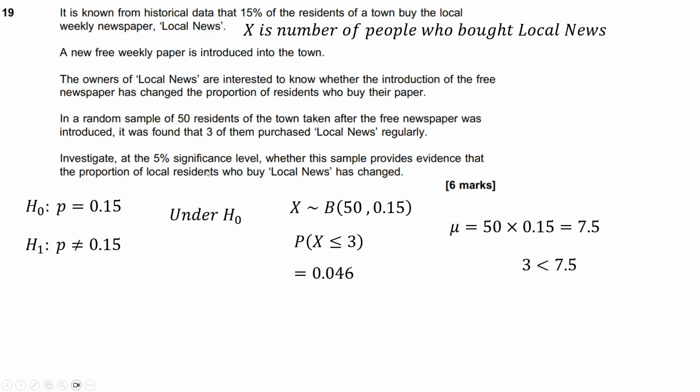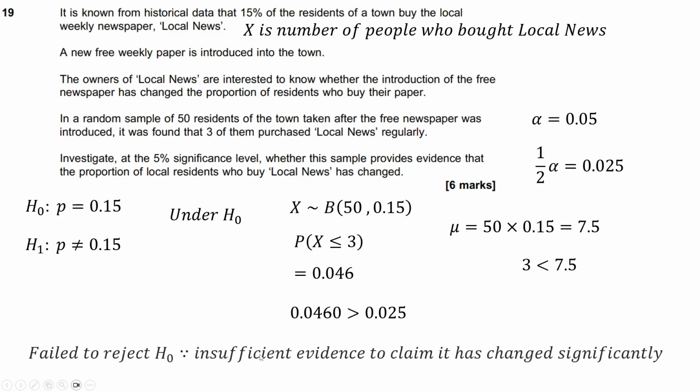Compare that to your significance level, which is 0.05. But be careful, remember this is a two-tailed test, so the sum of the areas of the two tails will be 0.05. If you check in one tail, it's going to be half of that, which is 0.025. Comparing that, 0.046 is bigger, so we fail to reject H0. In other words, you accept H0 and reject the alternative hypothesis, because there's insufficient evidence to claim that it's changed significantly. That's the entire paper.